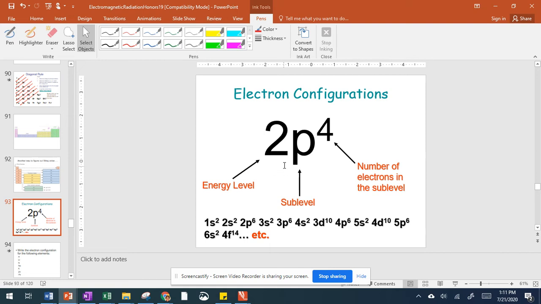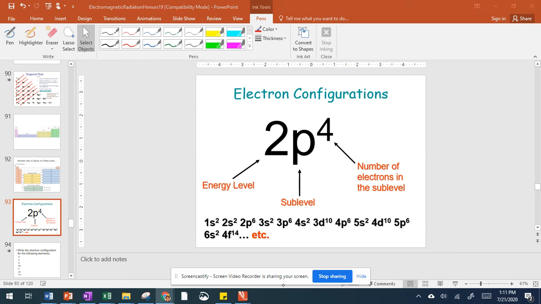So the number in front is the energy level. And if you remember from what we talked about before, there's 7 energy levels on your periodic table. So this number can be anywhere from 1 to 7. The letter is your sub-level. And if you remember from last class, we have S, P, D, and F. So that's 4 possible letters there. The number that's a superscript to the right is the number of electrons that are present in that particular sublevel. So for the case of P, this can be any number from 1 to 6. It cannot be over 6.